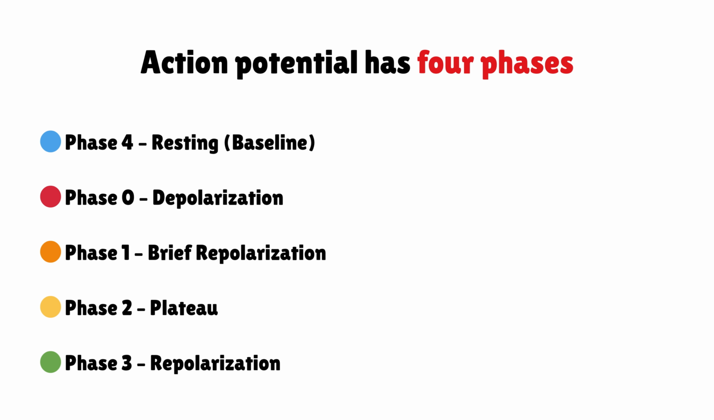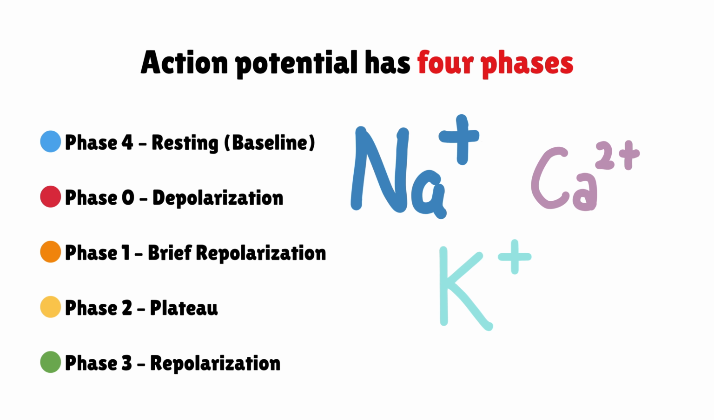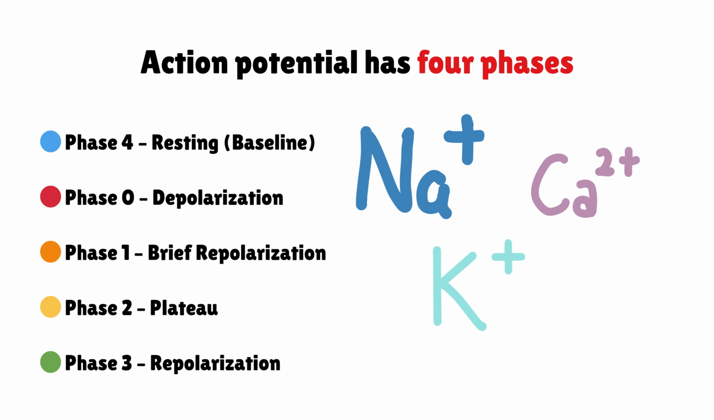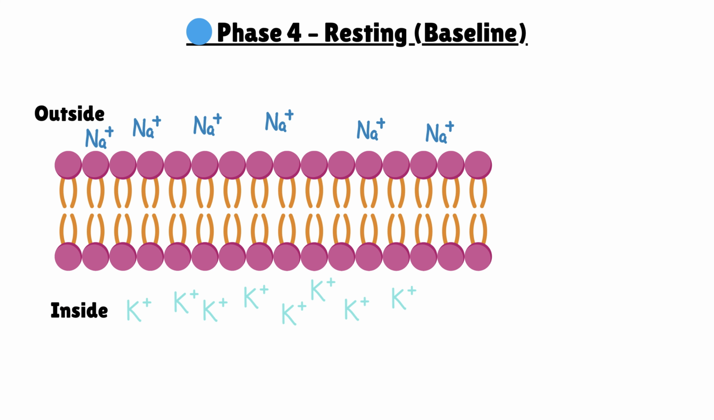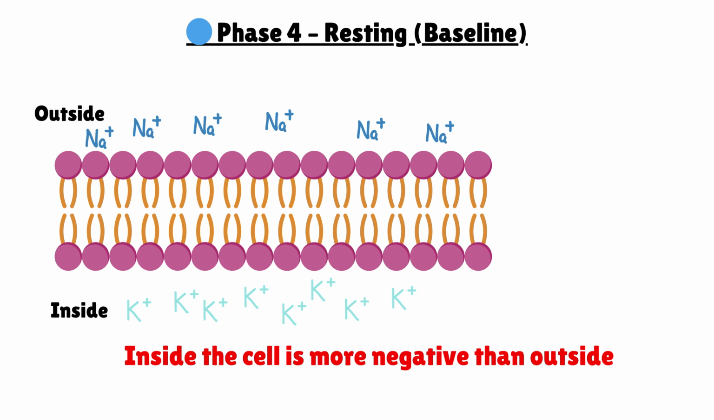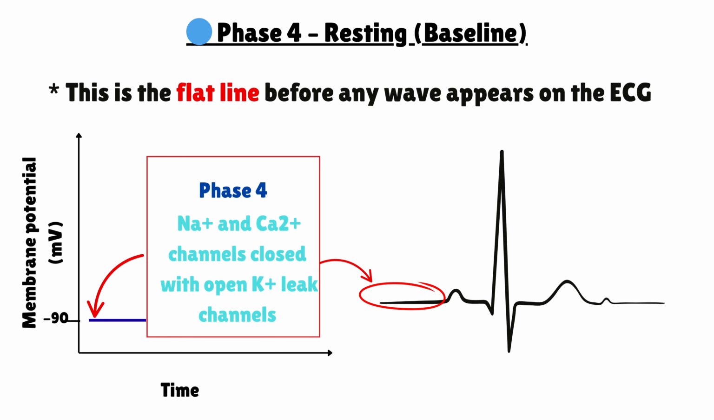Action potential happens in phases based on how sodium, potassium, and calcium move in and out of the cell. Phase 4. Resting. The myocyte is at rest, ready and waiting. Potassium ions stay inside, sodium ions stay outside. So inside the cell is more negative than the outside. This is the flat line before any wave appears on the ECG.